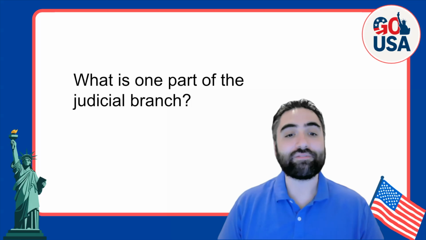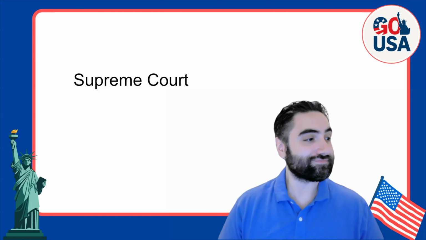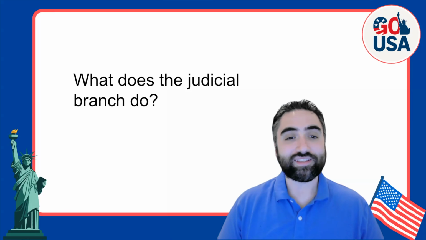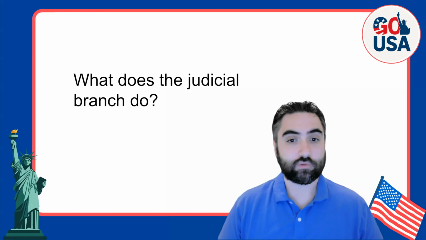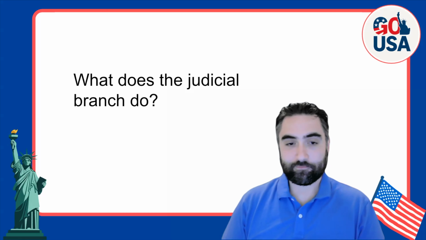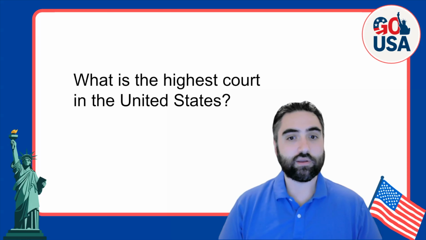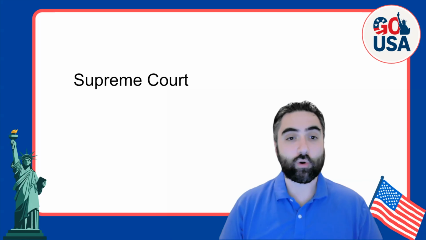What is one part of the judicial branch? The Supreme Court. What does the judicial branch do? It reviews laws. What is the highest court in the United States? That is the Supreme Court.